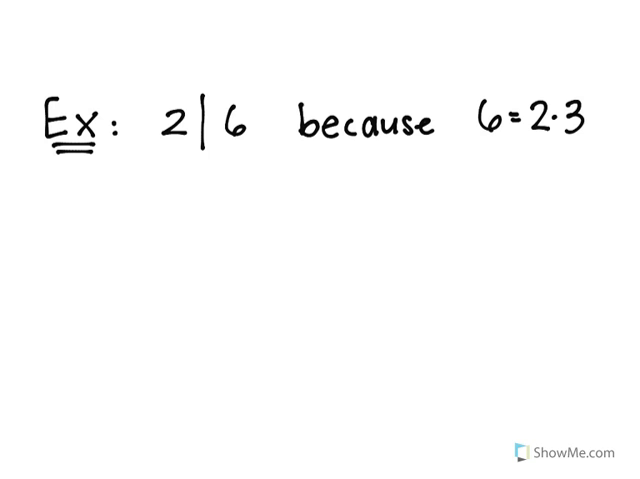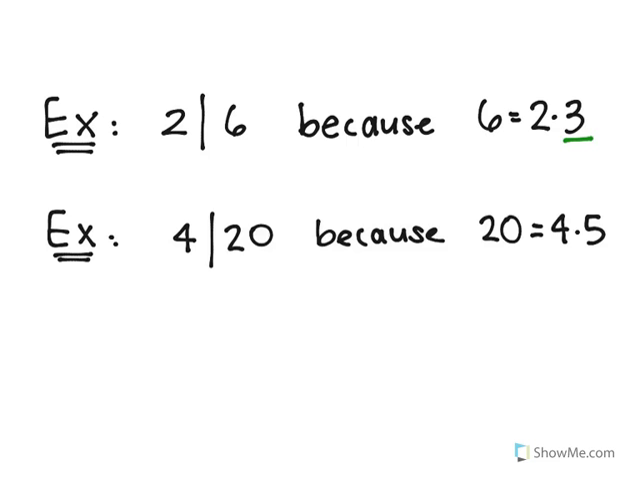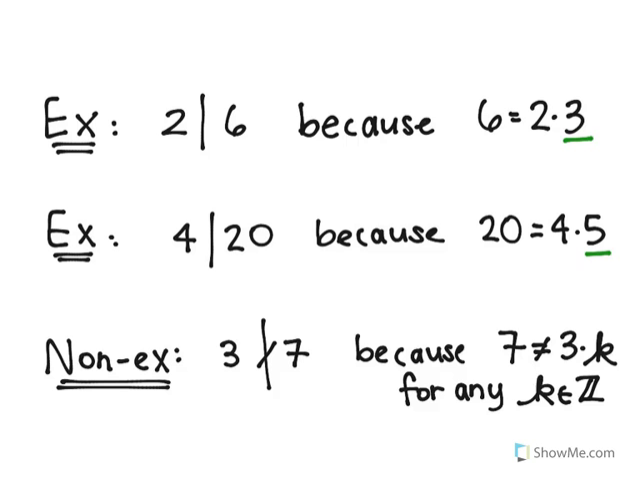For instance, I'd say that 2 divides 6 because 6 is equal to 2 times an integer, namely 3. Or I'd say that 4 divides 20 because 20 is equal to 4 times an integer, namely 5. But on the other hand, 3 does not divide 7 because 7 is not equal to 3 times k for any integer k.